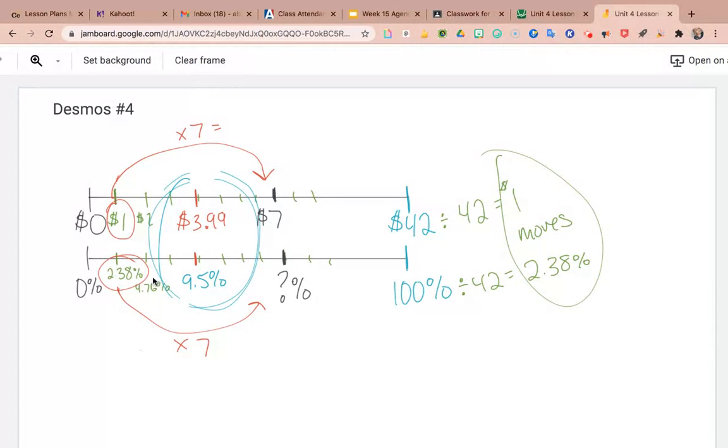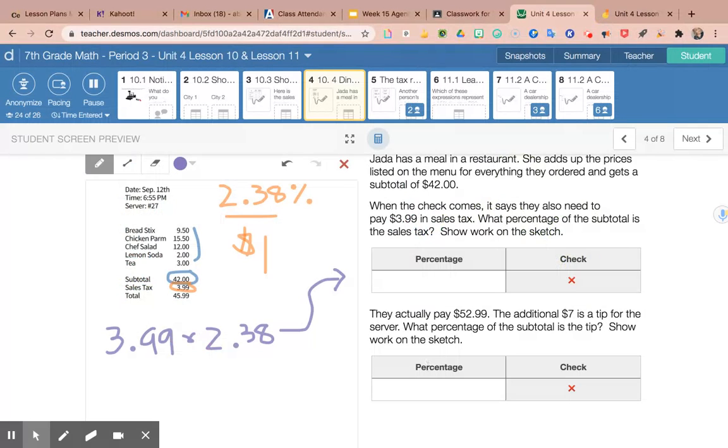So I'm going to let you finish this one. So every $1 moves 2.38%. So I need 7 of them. So I'm going to multiply 2.38 again, but this time I have $7. And 2.38% was my unit rate, right? 2.38% every $1. So for the second one, hopefully you're listening. So you're going to multiply my $7 by 2.38, and that will give me this answer. All right.